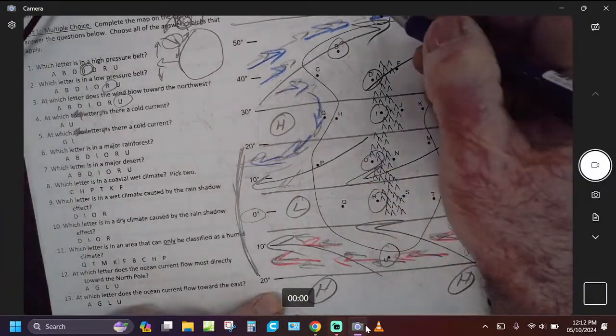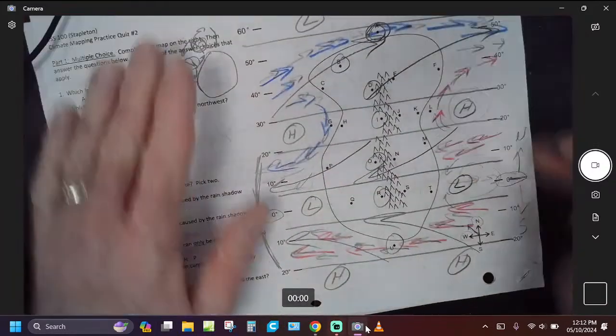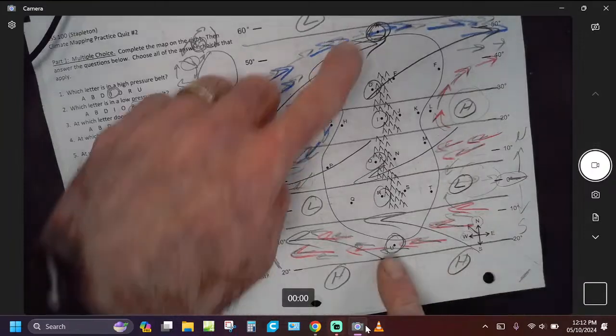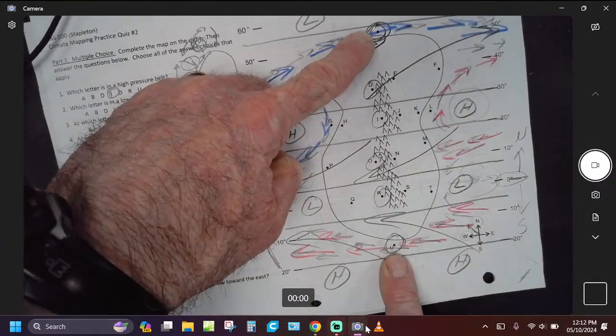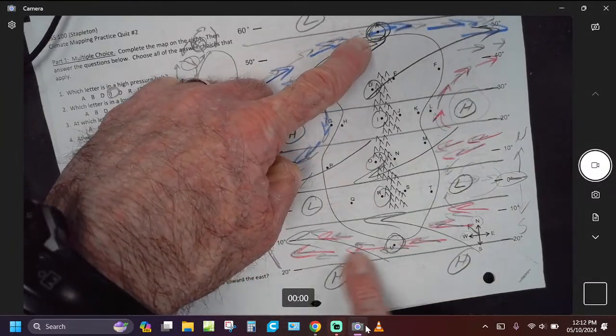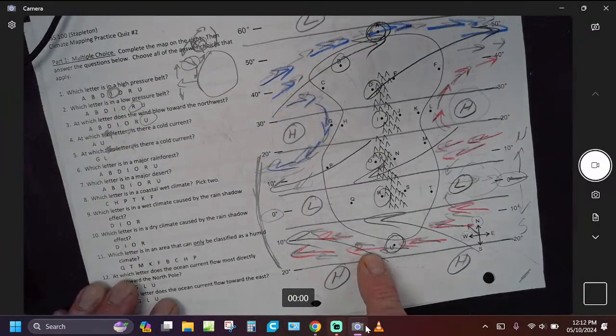So if you have to choose between A, is up at the top. Which one of those is a cold current, A or U? No, U is right in the middle of all this hot stuff. So it's A.